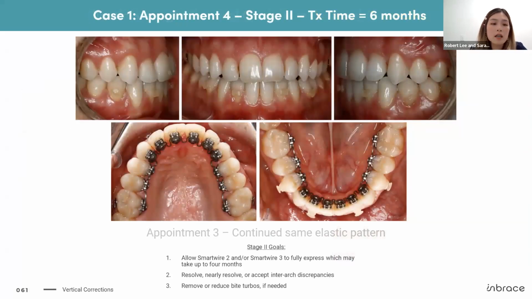So now we're at appointment 3. We continue the same elastic pattern. And then we move on to appointment 4, where looking at our stage 2 goals, the SmartWire 2 is about fully expressed, which may typically take up to 4 months. We have resolved or are pretty close to resolving our inner arch discrepancies. And then in this case, we didn't need any bite turbos, but if we had bite turbos, should be about the point where you can remove or reduce the bite turbos.